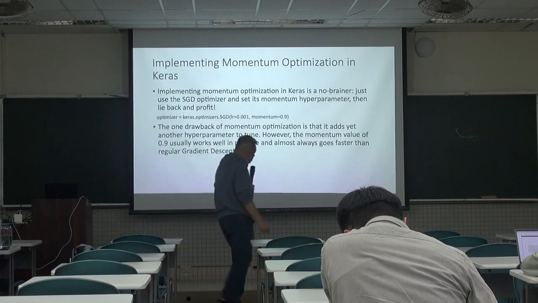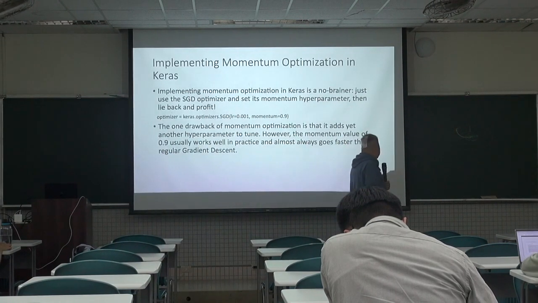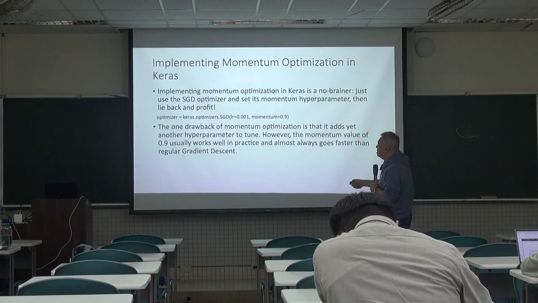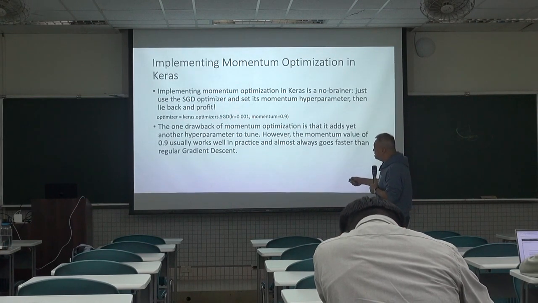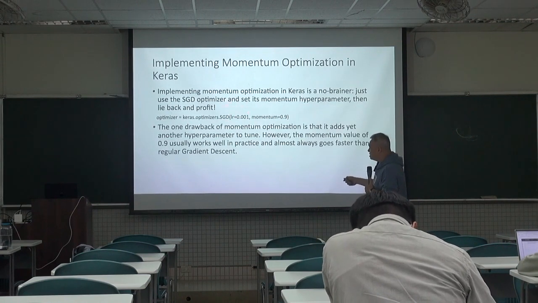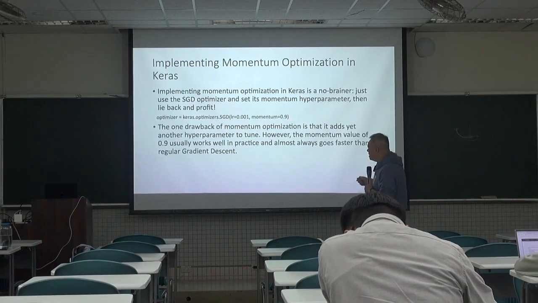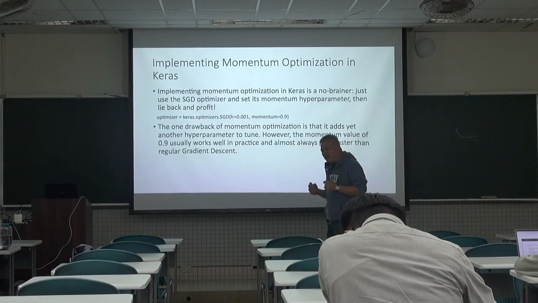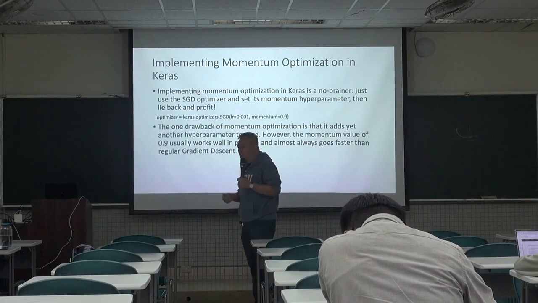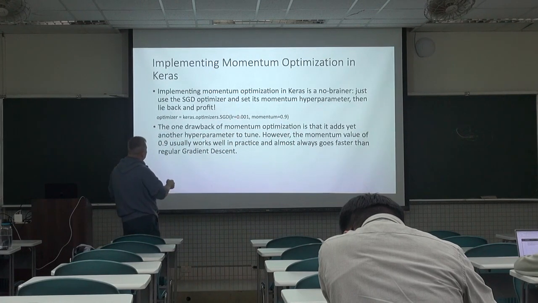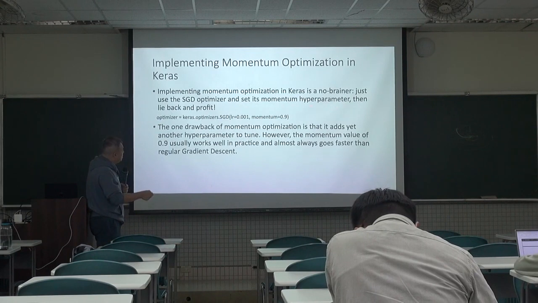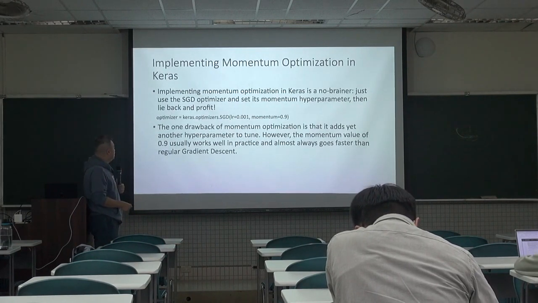So to implement momentum in Keras, it's very, very easy. You still call it SGD, but in here, not only do you provide the learning rate, but also the momentum equal to 0.9, which indicates the value of that momentum or friction hyperparameter. Then Keras will know that you are talking about the momentum optimizer.